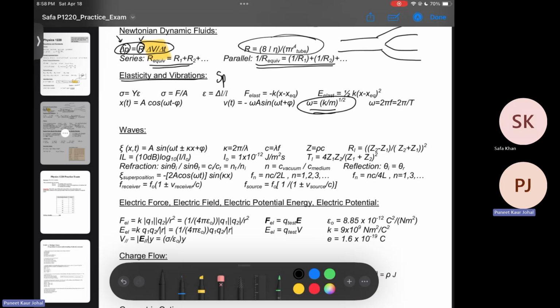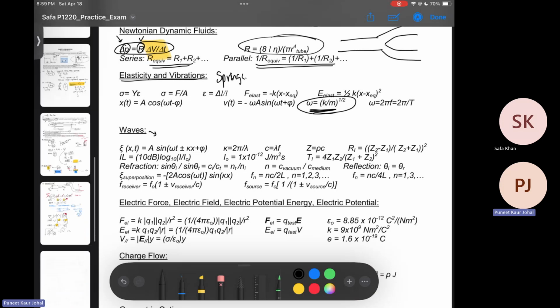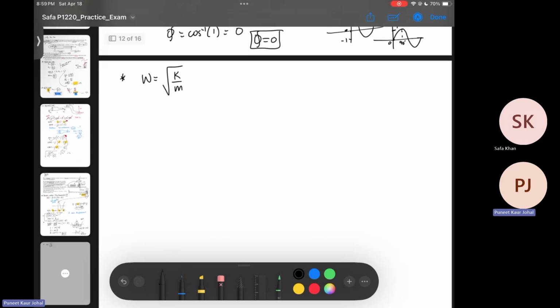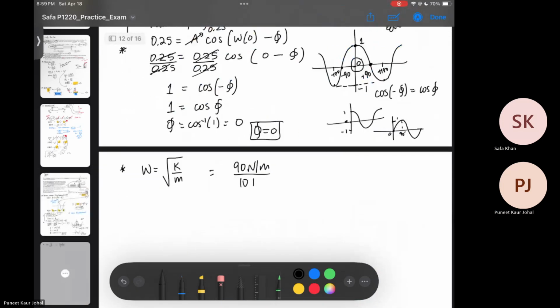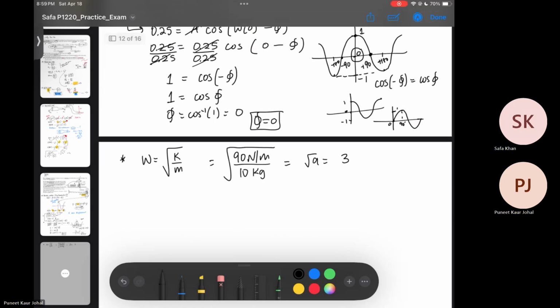So this is related to springs. This is more, I think, related to light and sound kind of problems. Okay, so this is the formula, the square root of k over m, and we're just going to use that. We know the value of k was 90, and mass was 10, I think. All SI units, so you don't really have to worry about the sign. The answer will just be 3. What will be the units of it? Radians per second.